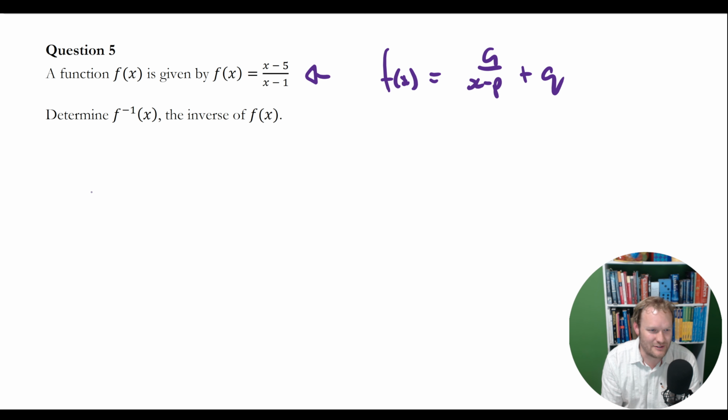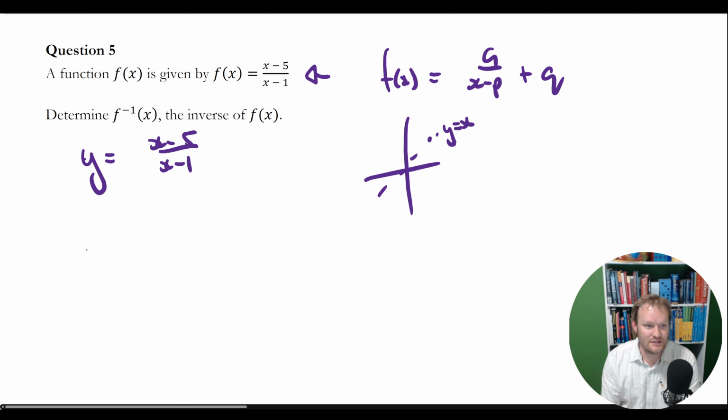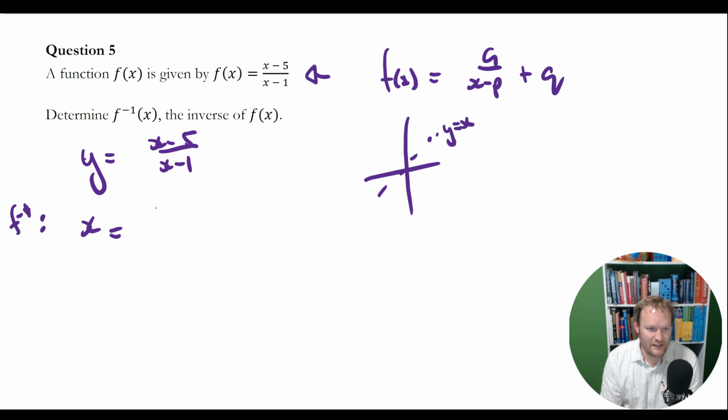So let's do it like this and say, well, our original function is y equals x minus 5 over x minus 1. If we want to work out what the inverse is, it means x is y and y is x. It's a reflection about the line y equals x. So let's say that for our inverse, x equals y minus 5 over y minus 1. Now we can just do some algebra until we have y as the subject of the formula.